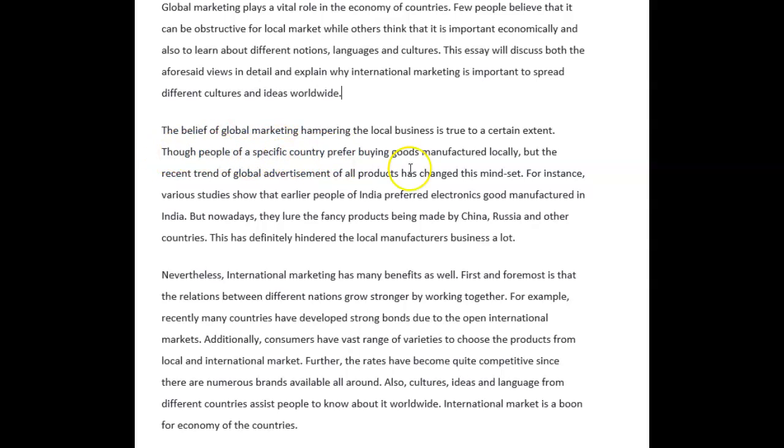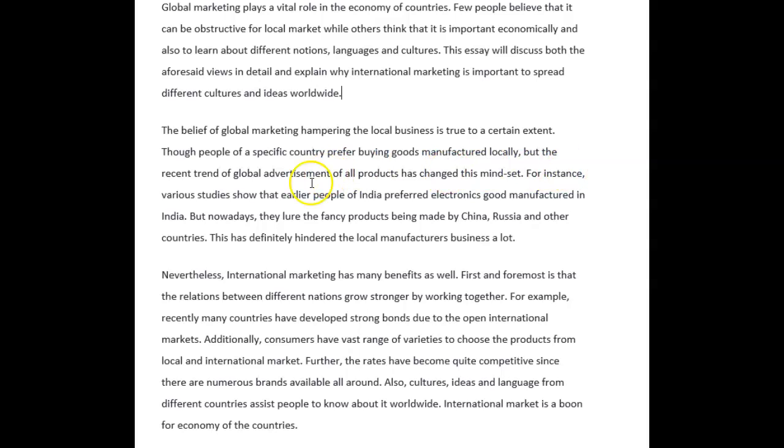This sentence was okay. But then here you started getting off topic. You started talking about people's buying habits and international trade, and you continued along that, and I felt you kind of got off topic. So this sentence was what started getting you off topic, I thought, because you said, "Though people of a specific country prefer buying goods manufactured locally, the recent trend of global advertisements has changed this mindset."